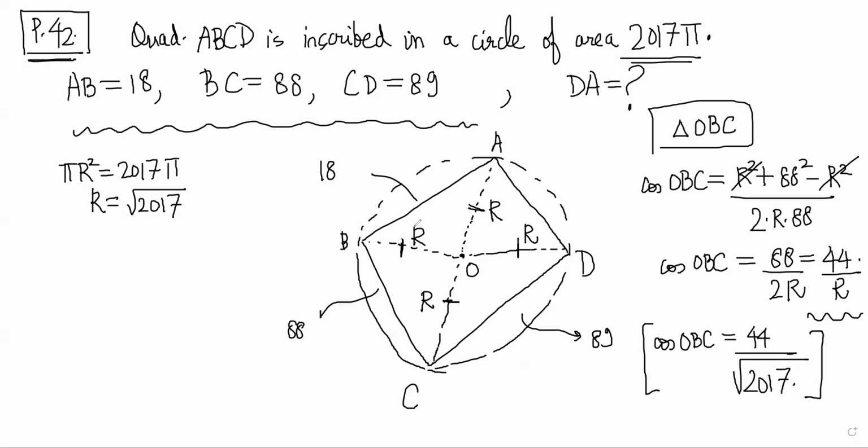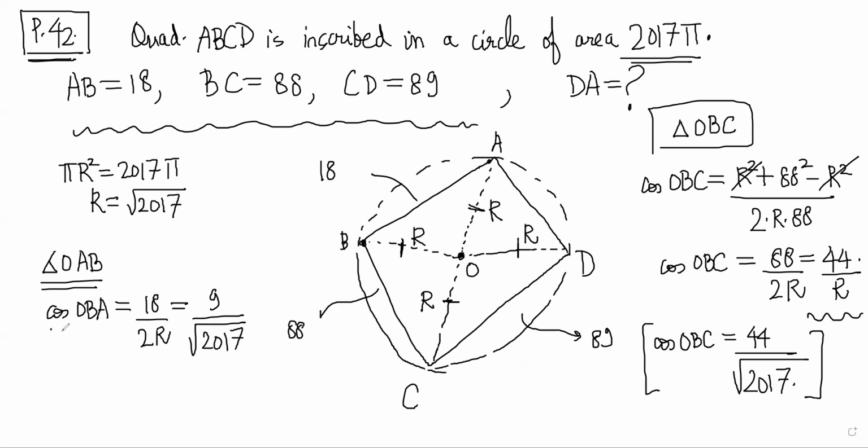Great. And in triangle OAB, we can do the same thing and find cos of OBA. If you do that calculation, you will get 18 by 2R. By cosine rule, you will get 9 by root 2017 is cos of OBA. I hope it is clear what we are doing so far.